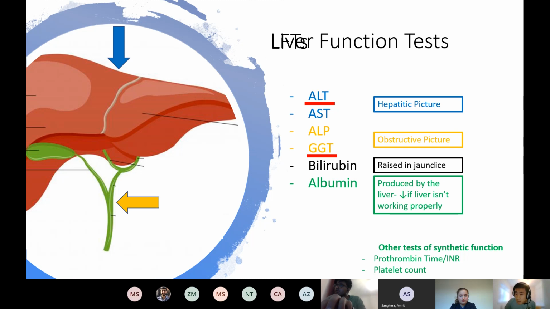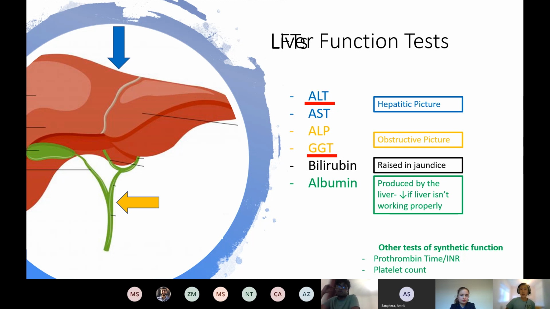Had some teaching the other day. He said if both are raised rather than just ALP, I think it shows obstructive. Yeah, so basically, if ALP is raised, Zach, it could mean two things. It could be this obstructive picture, but because ALP is related to bone, it might also suggest problems with bone. So if you have a raised ALP, it's really useful to have a GGT with it to know whether it's relating to the bone or to this obstructive picture. Let me know if that didn't make sense.